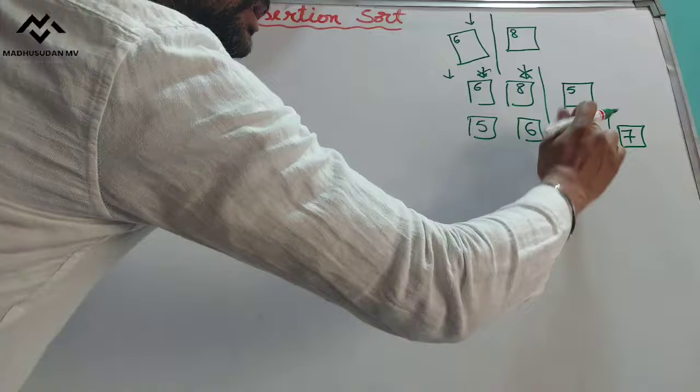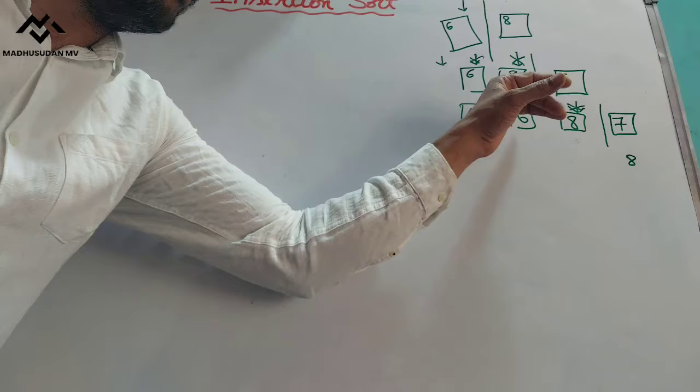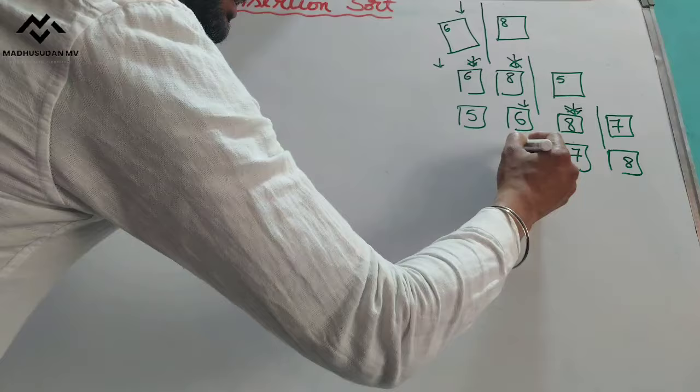Okay, next. Now after that I am checking this one. Now this card is greater than this one? No. If it is no, we are not taking this one to the previous one. I have stopped and in front of this position, I am keeping the new element, that is 7. So now, whatever else is there, I am keeping as it is. That's it, sorted.